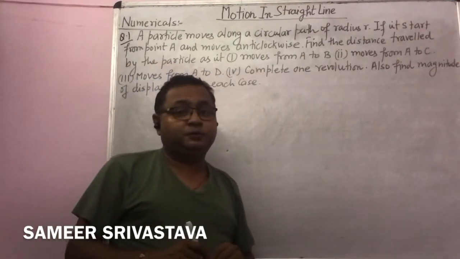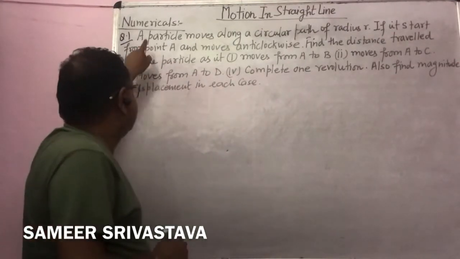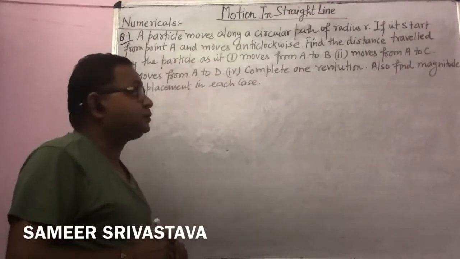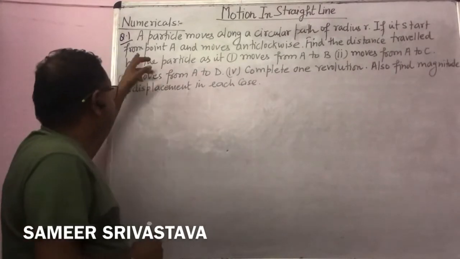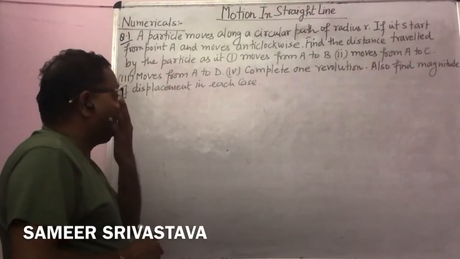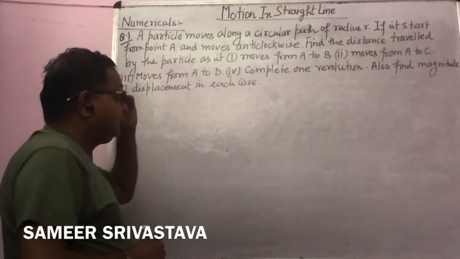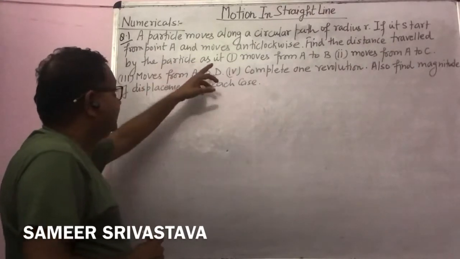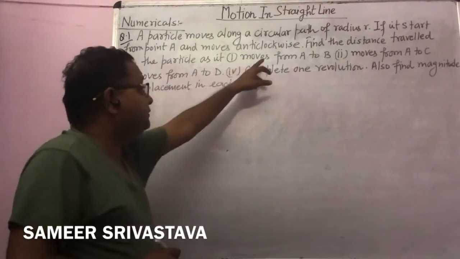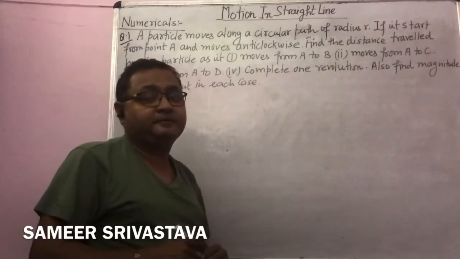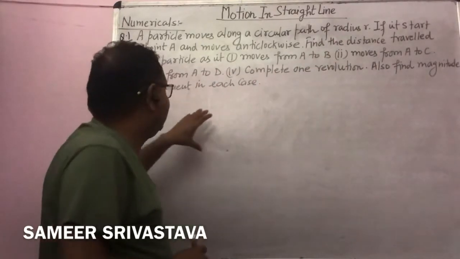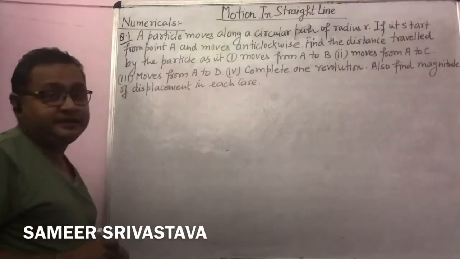Now here I am going to take a first question. A particle moves along a circular path of radius small r. If it starts from point A and moves anti-clockwise, find the displacement traveled by the particle as it moves from A to B, A to C, A to D and in a complete one revolution. Also find the magnitude of displacement in each case.